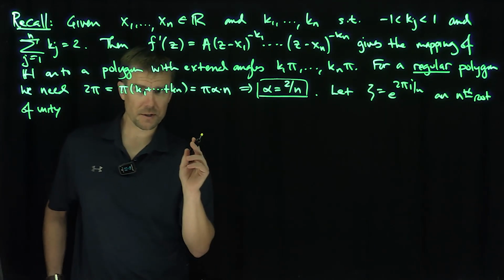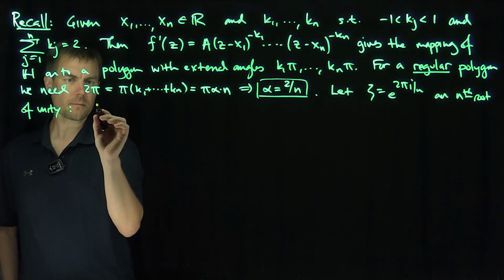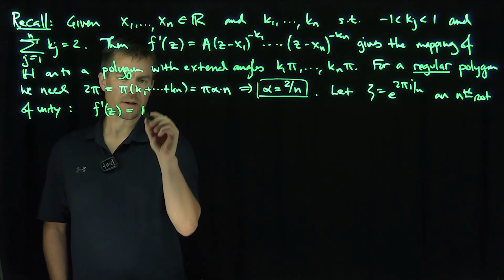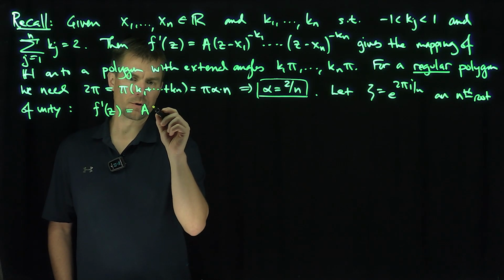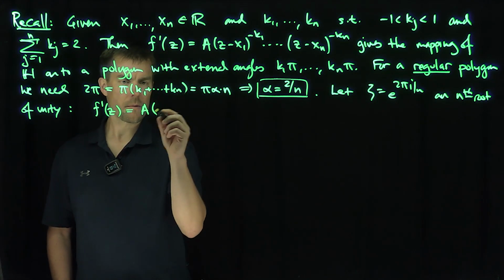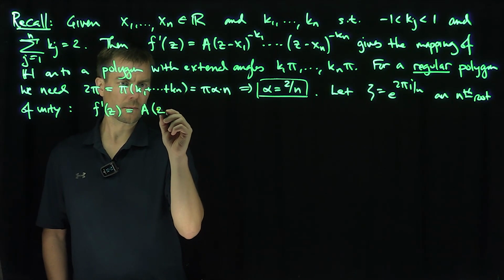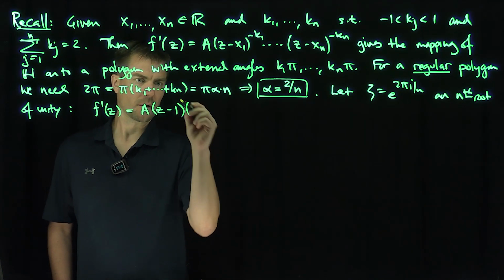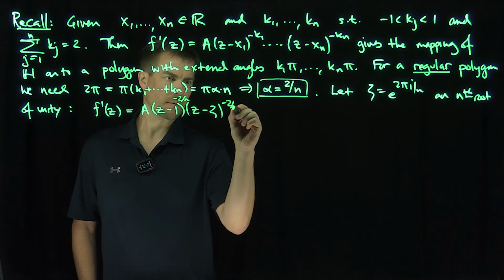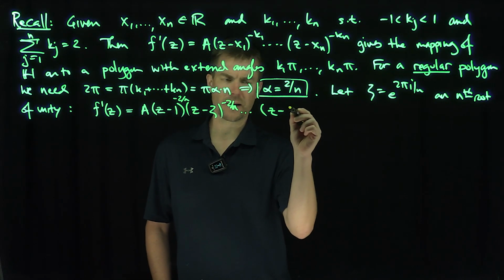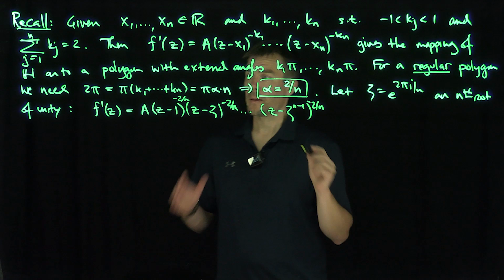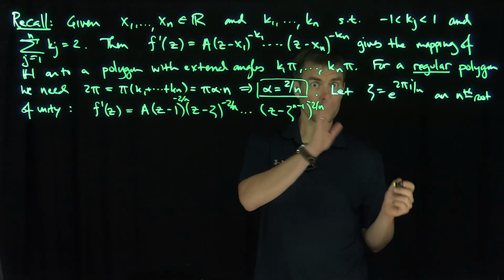Okay, and now let's consider this mapping over here. Let's consider the mapping f prime of z equal to a constant a, times (z minus 1) to the -2 over n, (z minus zeta) to the -2 over n, all the way down to (z minus zeta to the n minus 1) to the -2 over n, with a negative sign. Okay, this is going to be a Schwarz Christoffel mapping onto a regular polygon.